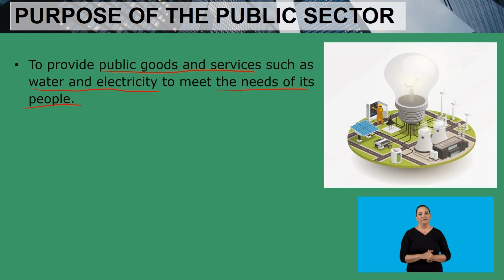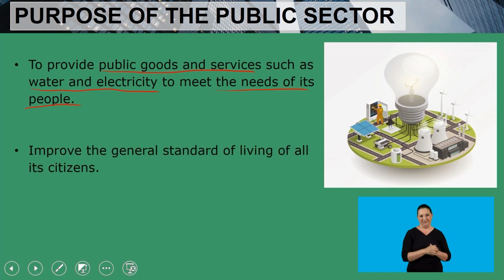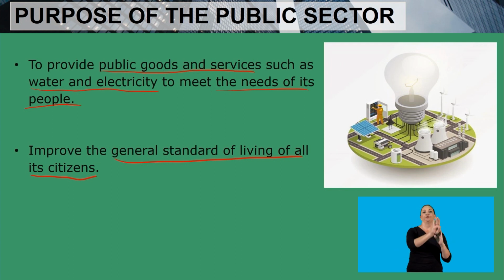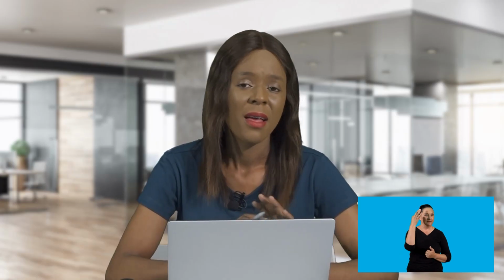So basically, their main aim, amongst others, is to provide water and electricity, because those are the basic needs of humans. Another purpose is to improve the general standard of living of all its citizens. If we just check, for instance, the government is the biggest employer in South Africa.